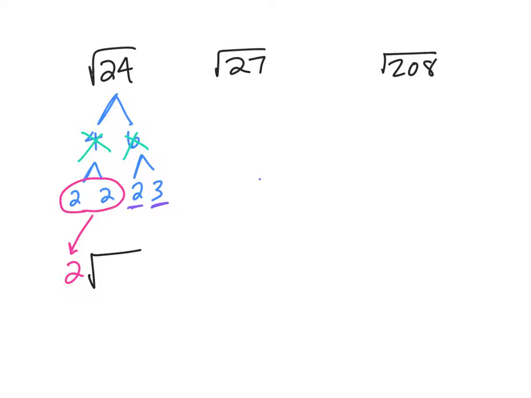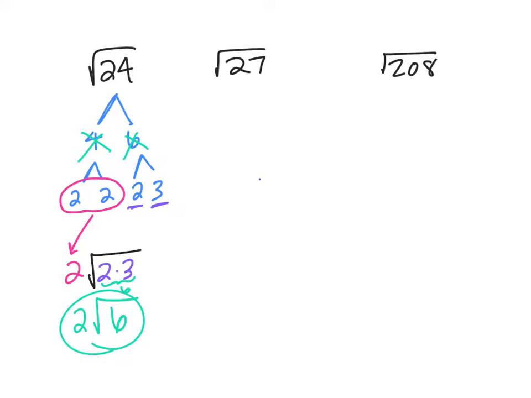And then anything left inside stays inside, so we're left with the 2 and the 3. And then if there's extra pieces, you multiply them together. So this would turn into 2, and then 2 times 3 is 6, root 6. So that's the simplified version of that radical. So let's do a couple more just so you guys can see a couple more examples of this.